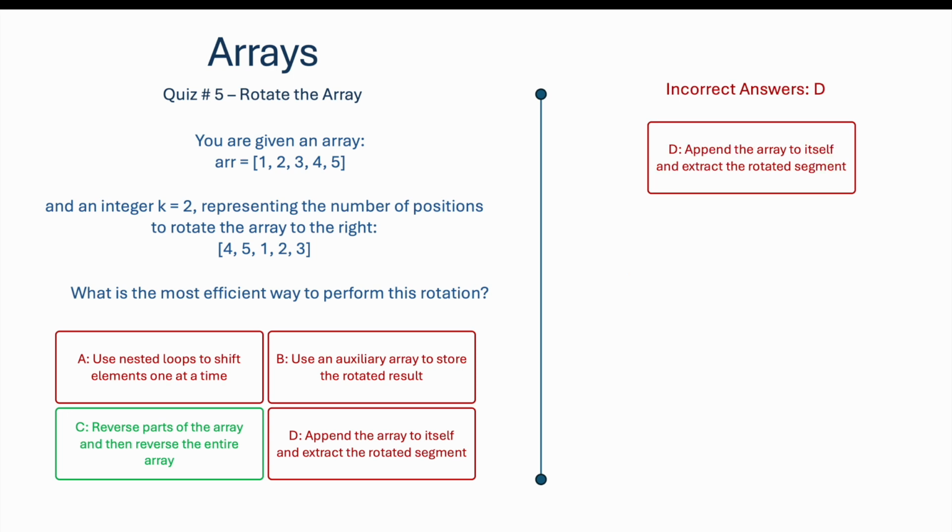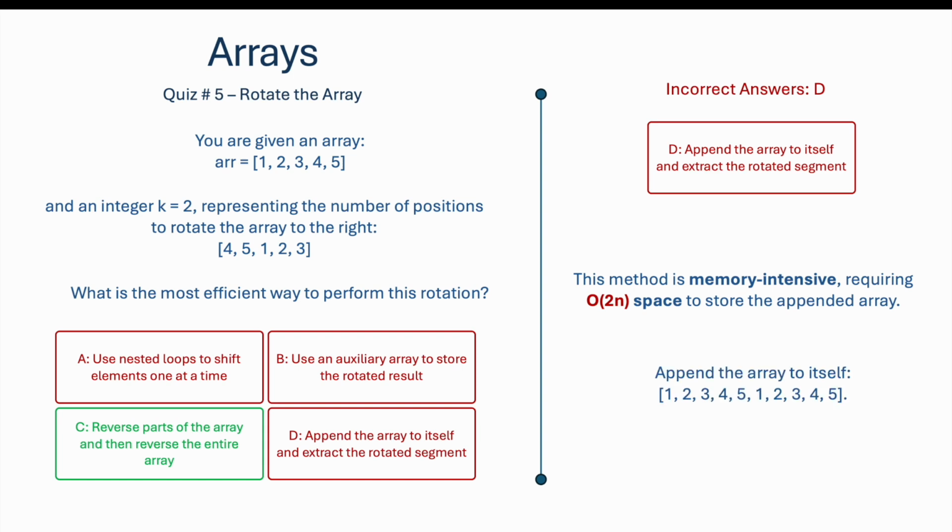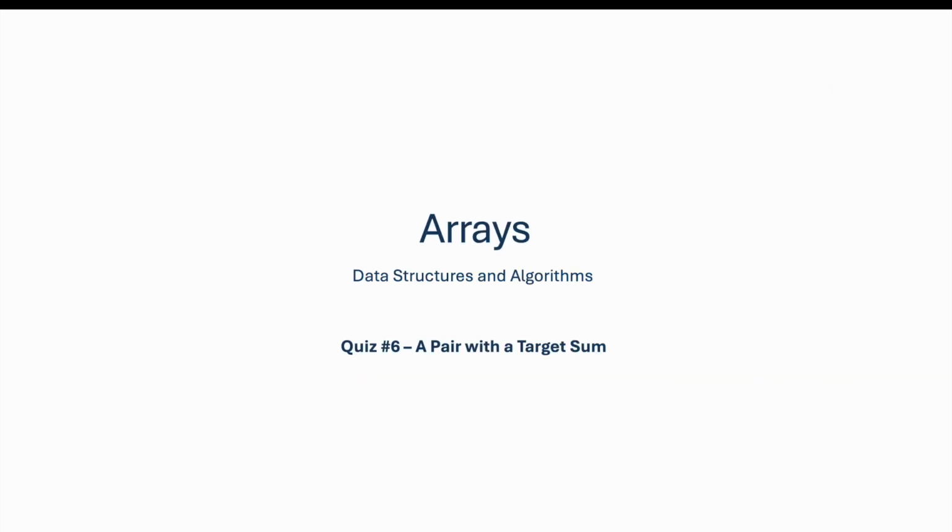Option D, append the array to itself and extract the rotated segment. So this method is memory intensive. This works, but it requires order of 2n space to store the appended array. So after appending the same array to itself, the new array becomes 1, 2, 3, 4, 5, 1, 2, 3, 4, 5. Now you can extract the segment from index n minus k, which means we get 4, 5, 1, 2, 3. This is the right answer. This is a correct solution, but it requires order of 2n space.